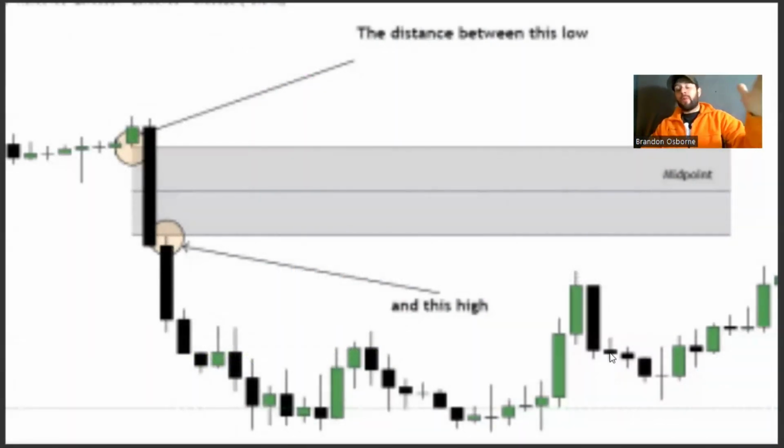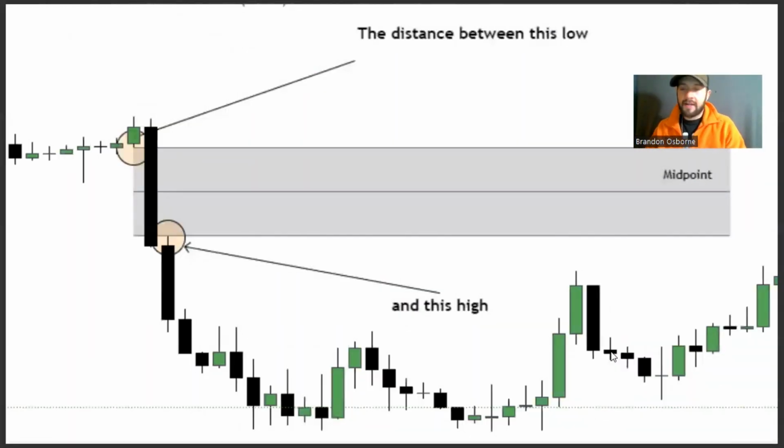All right, here we got an example, and this is just so that I can basically point out everything that I just went over. So the distance between this low right here, this wick, and this high of this candle right here, this wick. You got candle one, you got candle two, which is the big, energetic, impulsive candle that creates the fair value gap. And then you got candle three. Remember, it's a three candle sequence, at least three candles.